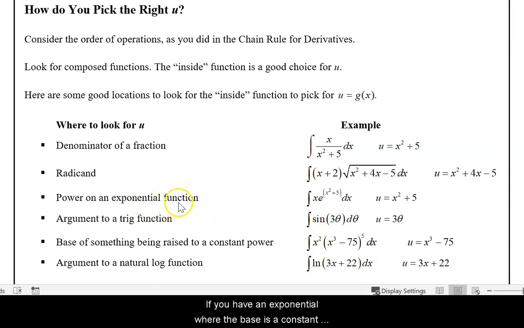If you have an exponential where the base is a constant and the variable's in the power, then that power with the variable in it is a good choice for U. In this problem, x squared plus 5.